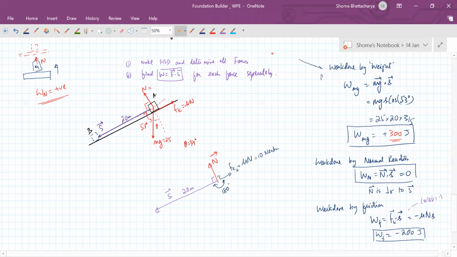But on a stationary surface, yes, work done by normal reaction will be 0. So we can't generalize the statement that every time the work done by normal reaction is 0. But yes, if an object is sliding down an inclined plane and the inclined plane is stationary, then definitely we can say that every time the work done will be 0.